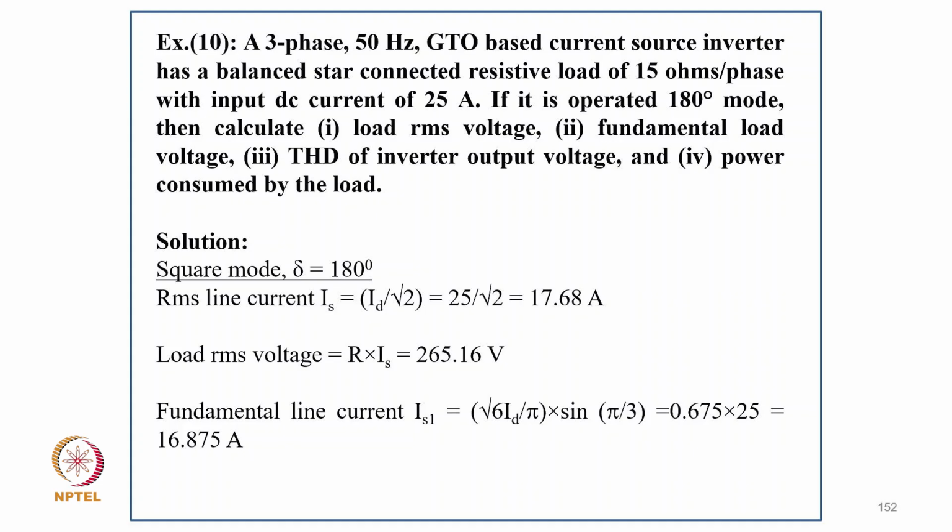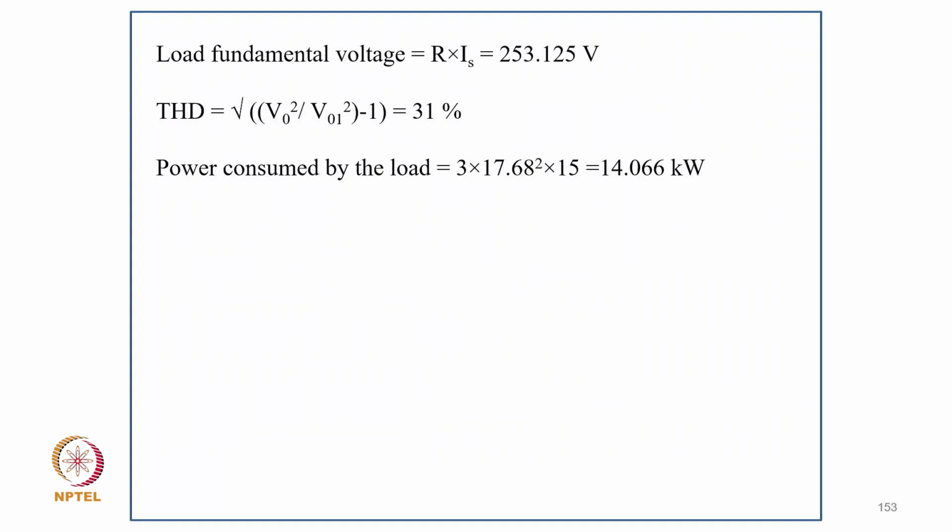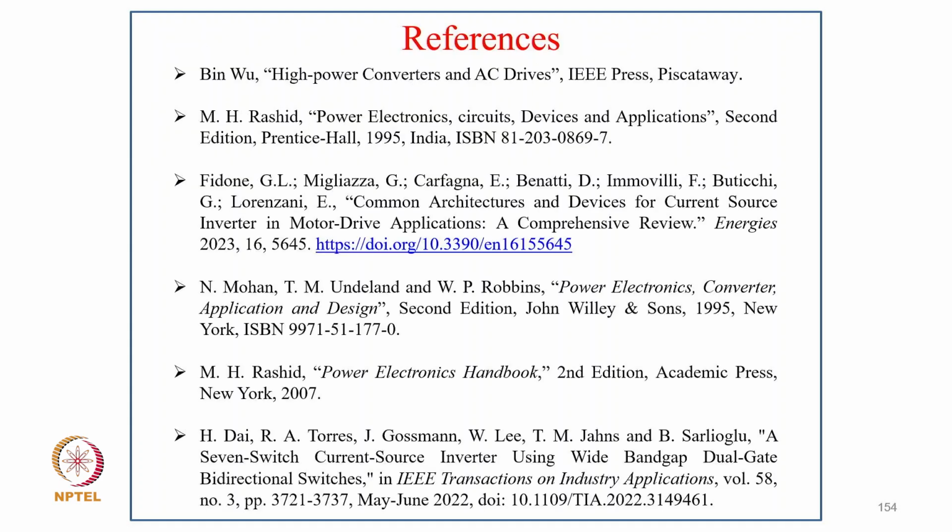180 degree. RMS line current is IS equal to ID by root 2, that is 17.68, and load RMS voltage is R into IS, that is 265.16 volt. Fundamental line current IS1 equal to root 6 upon pi into ID into sin pi by 3, that comes to 16.875 ampere, and the load fundamental voltage is R into IS1, that is 253.125 volt. THD is under root of (V upon VO1) square minus 1, that is 31%. Power consumed by load is 3 into IS square into R, that is 3 into 17.68 square into 15, that is 14.066 kilowatt.